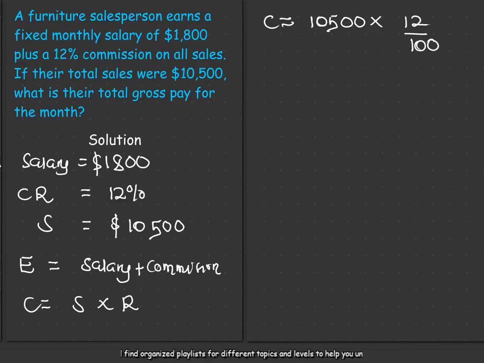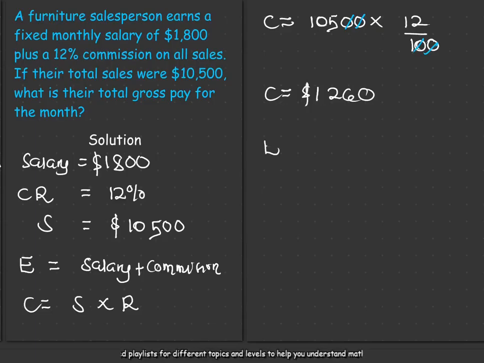Now, evaluating this as usual, we cancel out our zeros. And then you have 105 times 12. That gives us a commission of 105 times 12, which is $1,260. So this here is the commission.